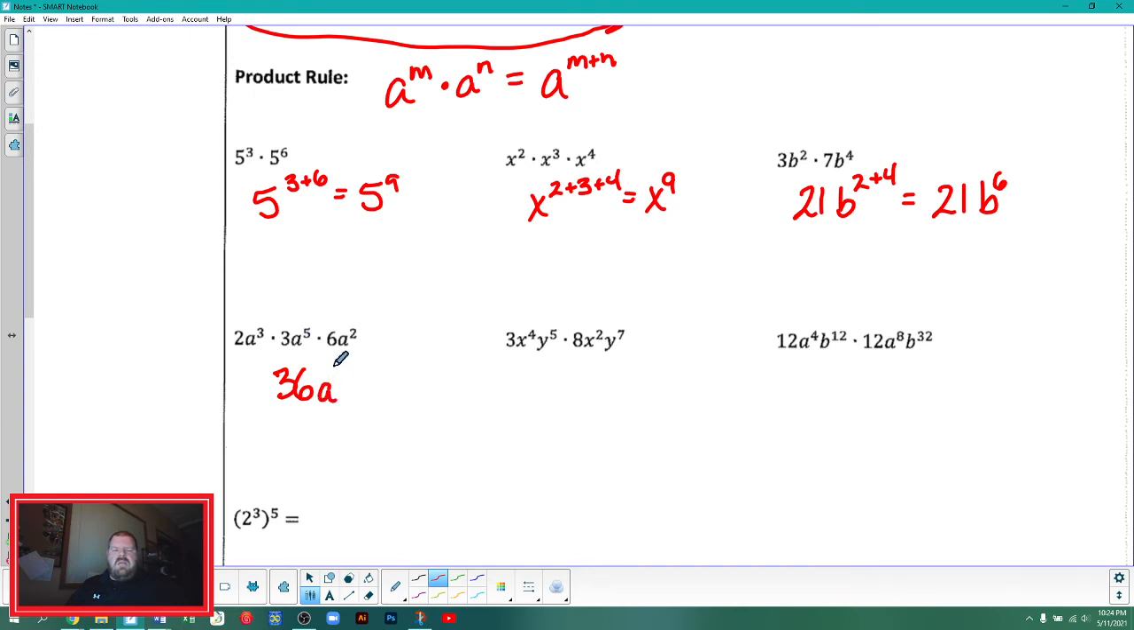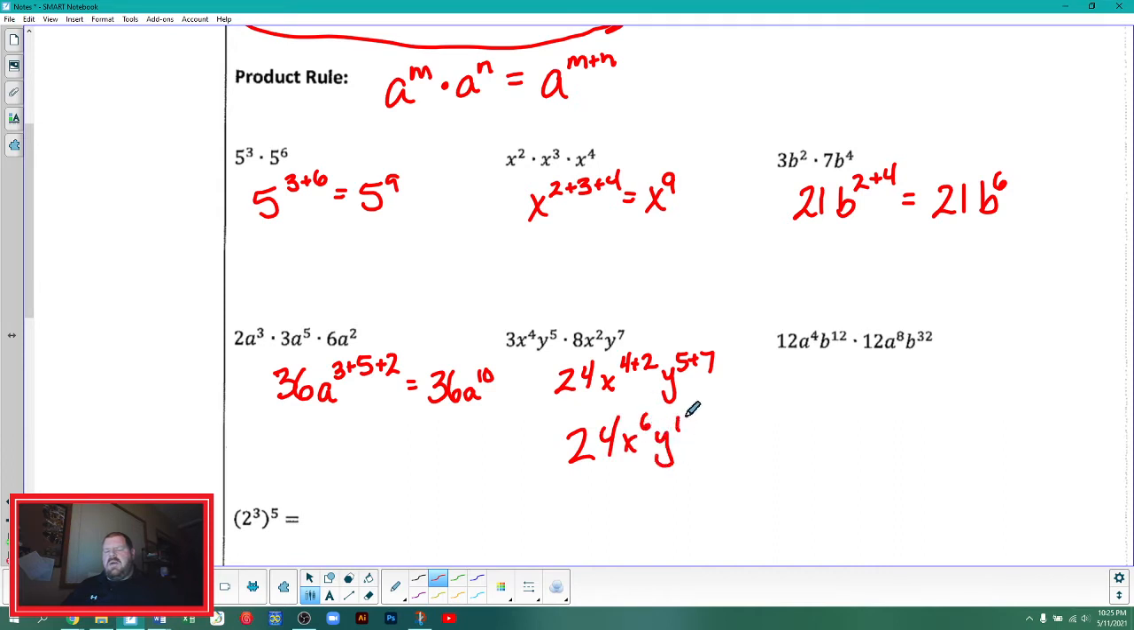A-wise, I have a to the 3rd plus the 5th plus the 2nd. That sounds to me like 36 a to the 10th. Next one, I have a 3 and an 8. 3 times 8 is 24. X to the 4 plus 2. And y to the 5 plus 7. Looks like 24 x to the 6th y to the 12th.